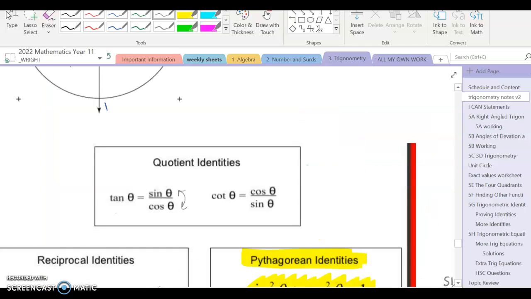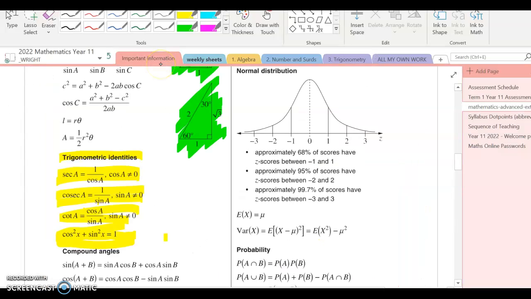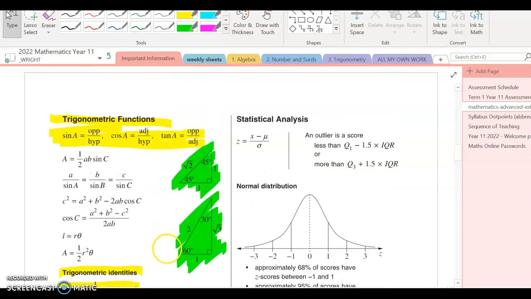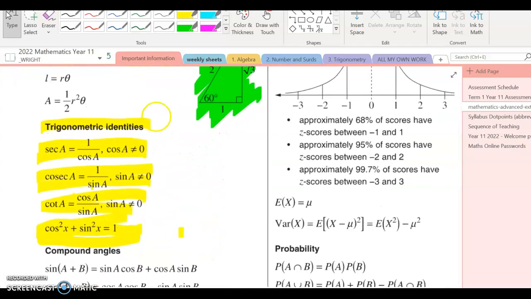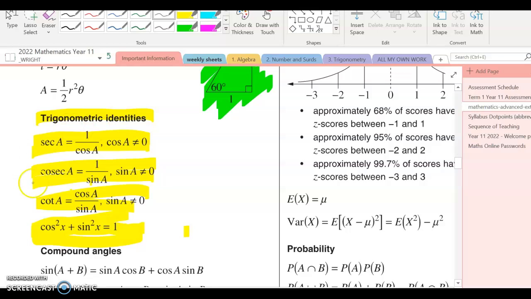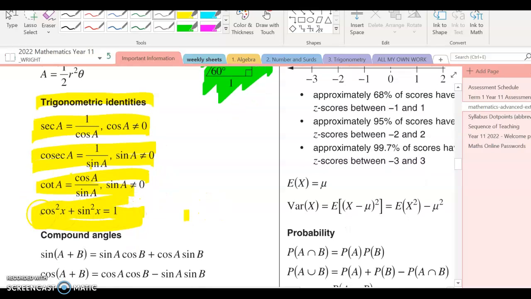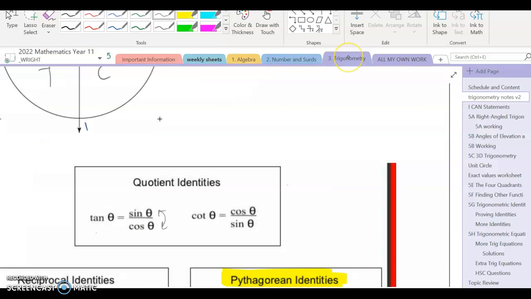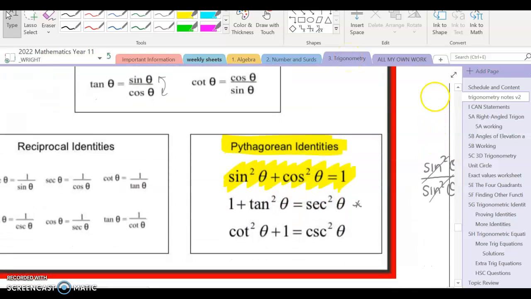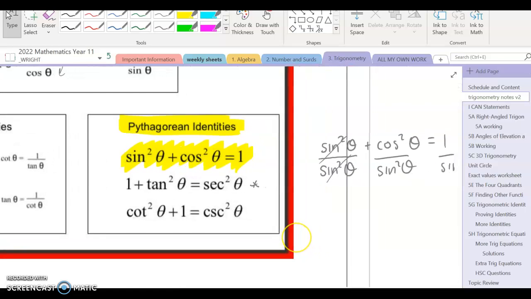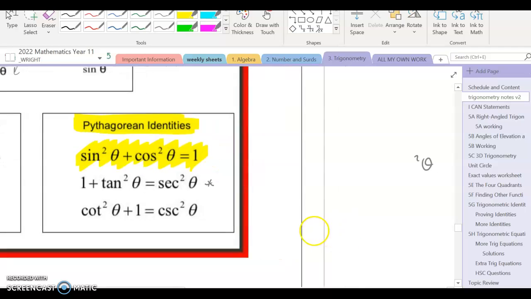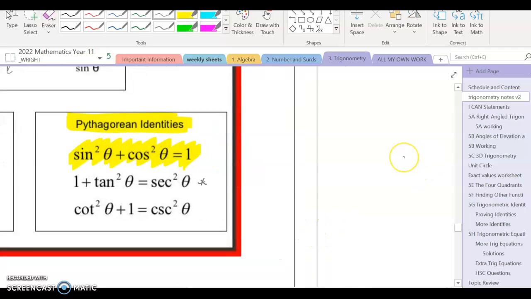So if I jump back to the formula sheet that you guys will get for your HSC, your trig functions are on there, remembering your trig identities are on there. So you've got those in there. But the rule that we're going to have a look at today, cos squared plus sine squared x is 1, is on that formula sheet as well. So you don't need to memorize those. You've got access to those. And that's our first formula here. So our sine squared theta plus cos squared theta is equal to 1. You don't need to memorize it, but we will be using that a fair bit.